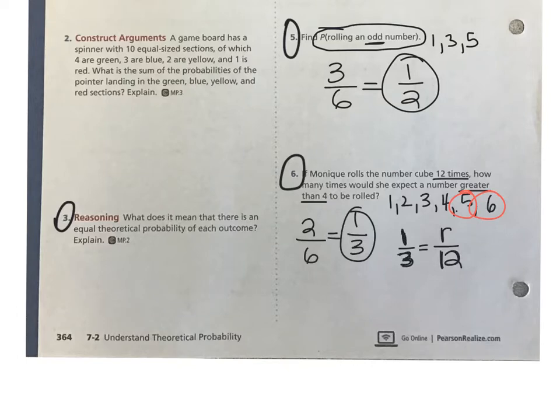So we're going to solve this proportion for R, which is the number of times that she would roll a number greater than 4. So we're going to multiply both sides by 12. And we get R equals 12 times 1 divided by 3. So out of 12 rolls, Monique can expect to get a number greater than 4 four times.